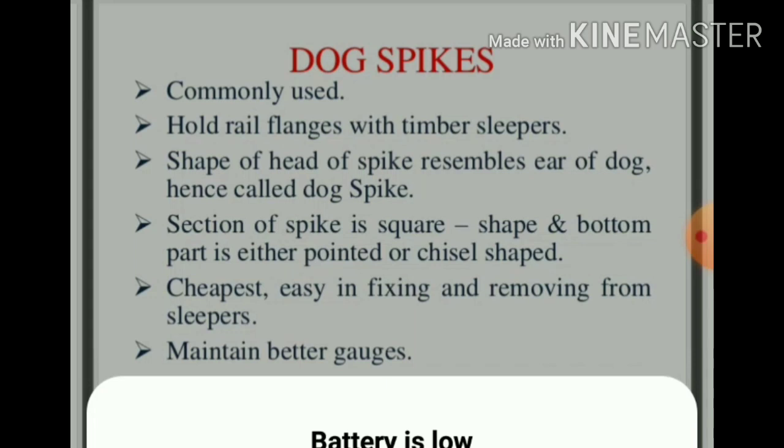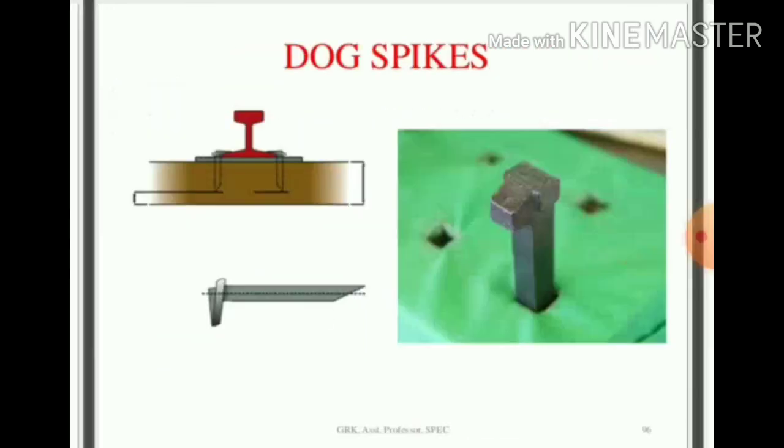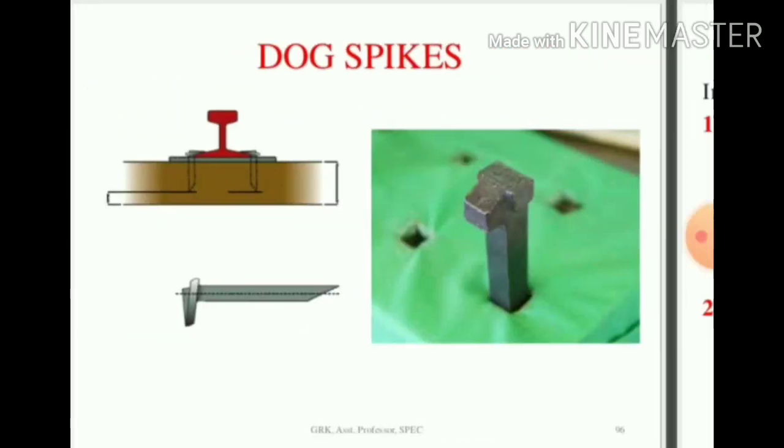Okay now, so hence it is called a dog spike. This section of the spike is square shaped, and the bottom of the part is either pointed or chisel shaped. It is the cheapest, easy in fixing and removing from sleepers, and it is also easy to maintain better gauges by using dog spikes. In this picture you can see different dog spikes.